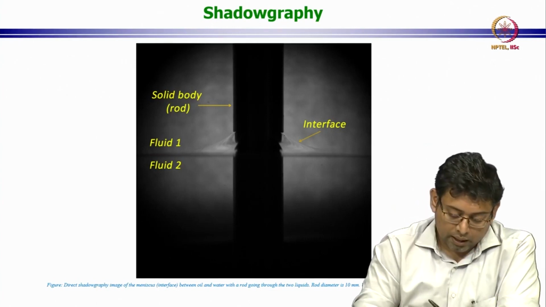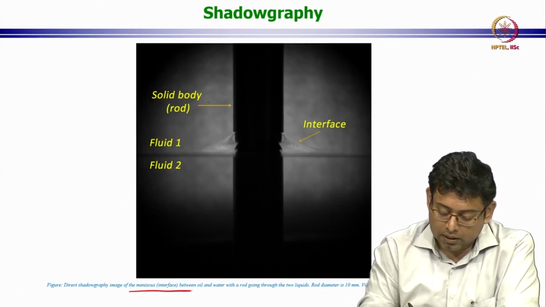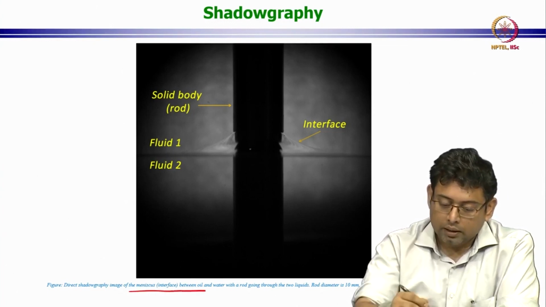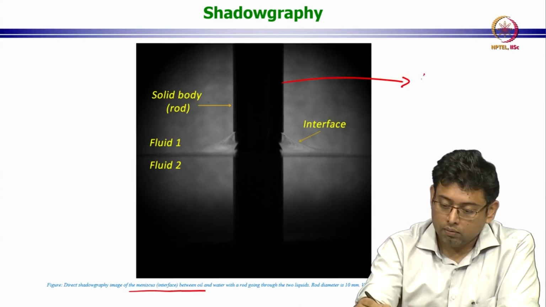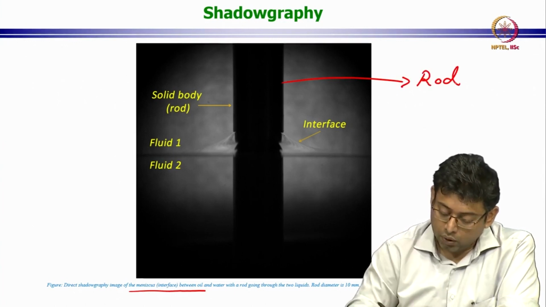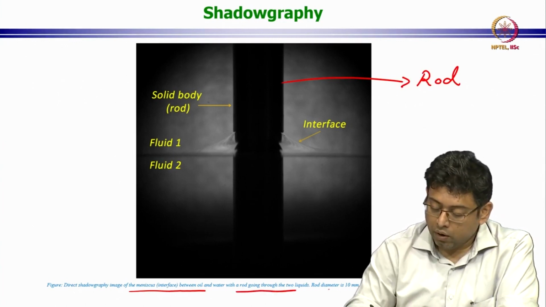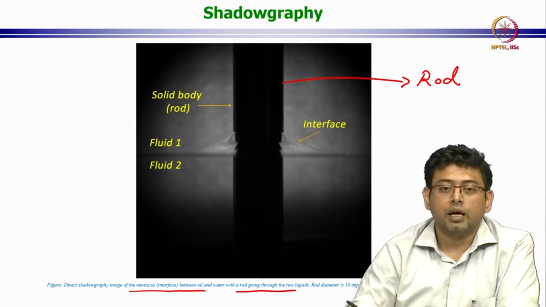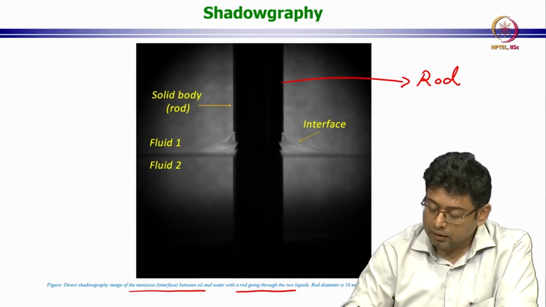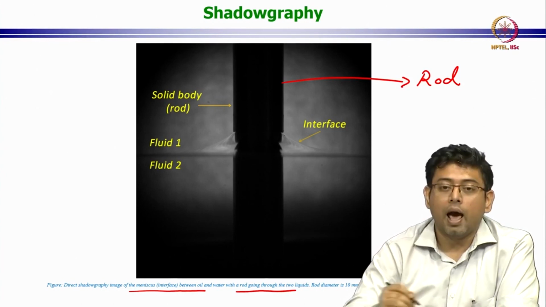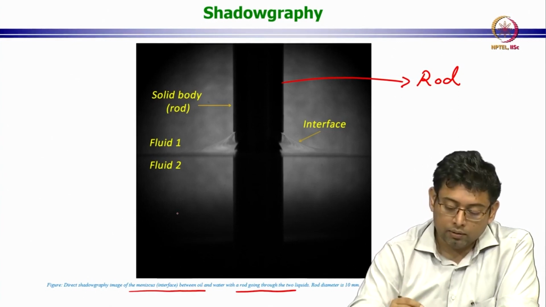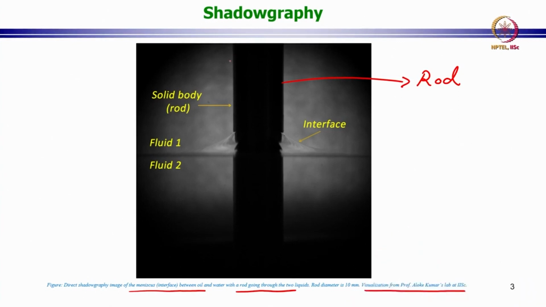So this is a direct shadowgraphy image of a meniscus between oil and water, and this is a rod that is going right through the two liquids. The rod diameter is 10 mm, just for a sense of the scale, and this is a visualization from our lab, and this was being done for understanding a particular phenomenon called the rod climbing effect.